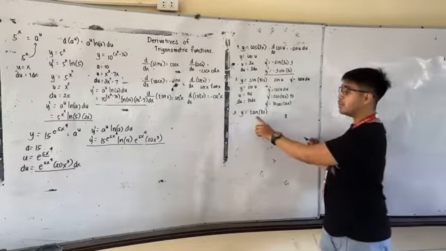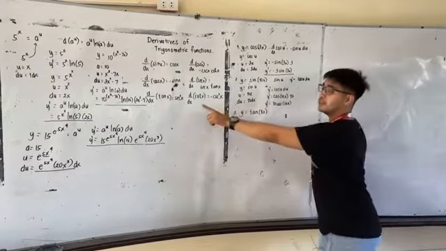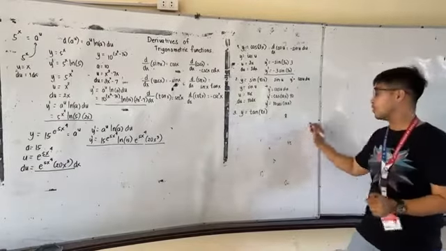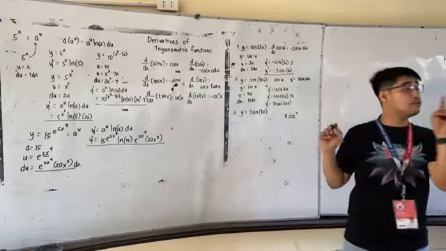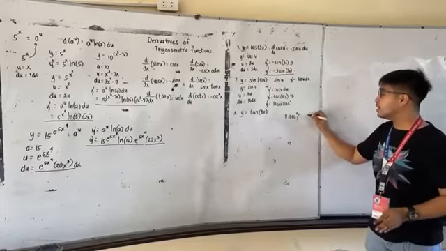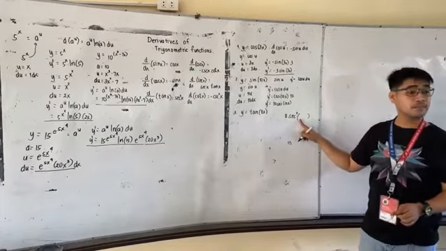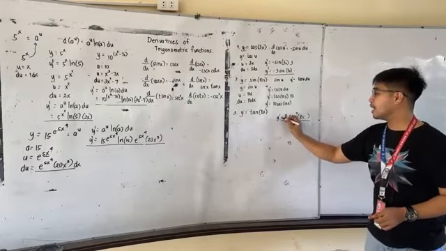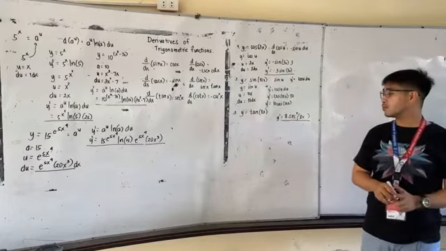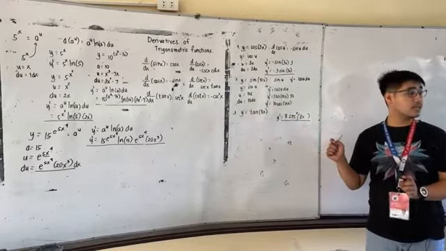Sino dapat yung ilalabas mo na constant? 8. Tapos, ano yung derivative ni tangent? Derivative ni tangent, secant squared x. O, i-multiply mo agad. Secant squared. But we will not anymore be using x. Ano yung gagamitin natin dito? It must be 8x. And that is the answer. Y prime is equal to 8 secant squared 8x. Are we clear?